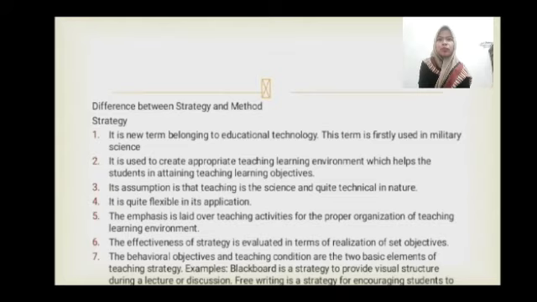For example, blackboard is a strategy to provide visual structure during a lecture or discussion. Free writing is a strategy for encouraging students to explore ideas in writing.